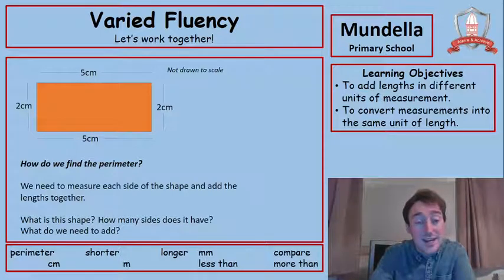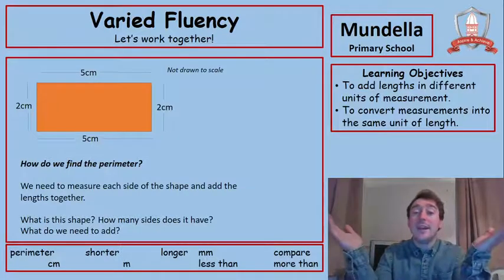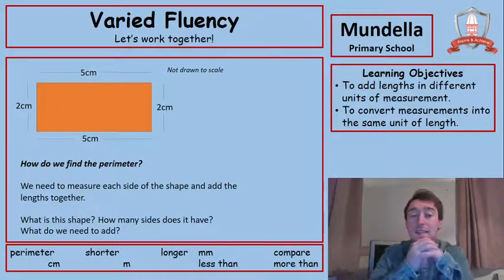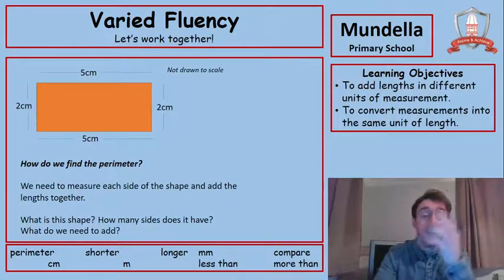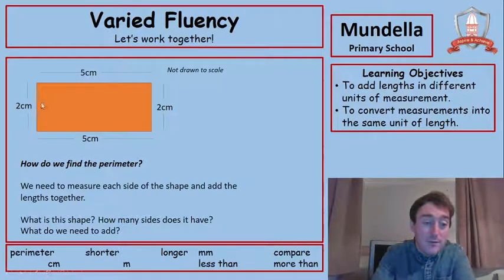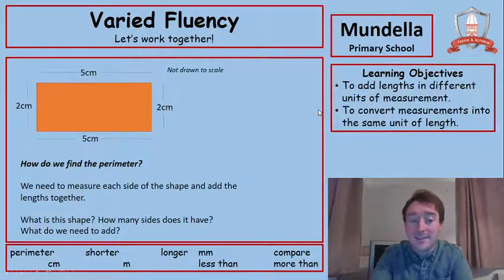Yes, it's a rectangle. And how many sides does a rectangle have? Yeah, it has 4. We can see that, look. 1, 2, 3, 4. A little recap of what we did last year there. So, how many sides do we need to add if we're finding out the whole thing? Yeah, we're going to add all 4 sides together. So we're going to add all of these measurements, and then it will tell us the perimeter.